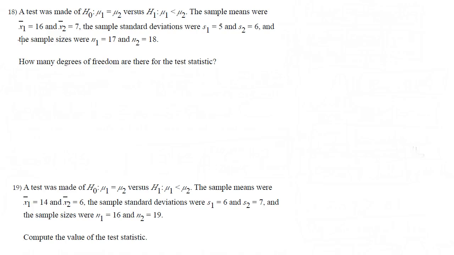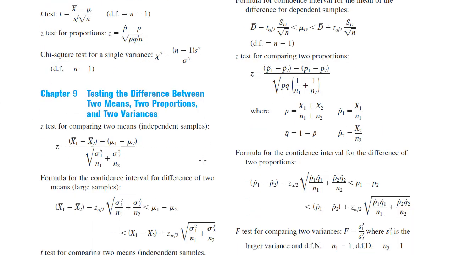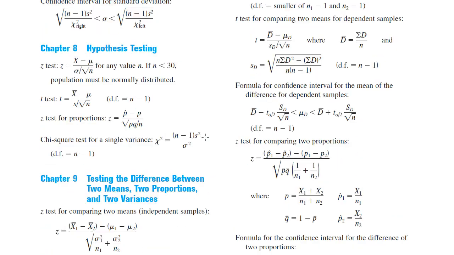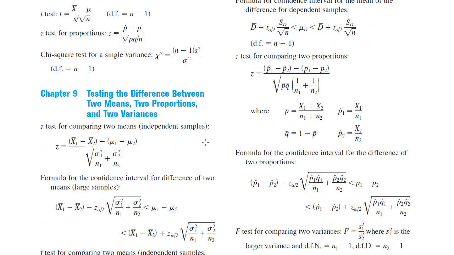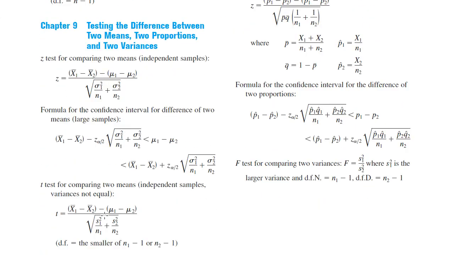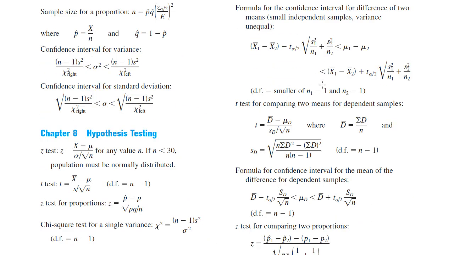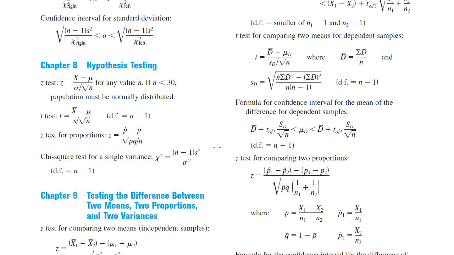Okay, I'll do 18 and 19 together. Now we're in a new chapter. We're in chapter 9, testing the difference between two means, two proportions, and two variances. We're only going to be talking about two means. So these formulas here, the first three formulas here.